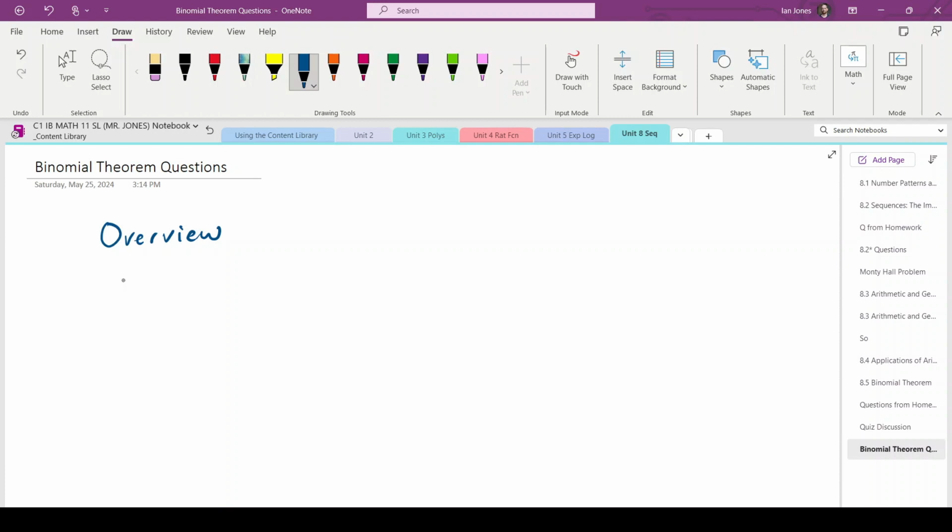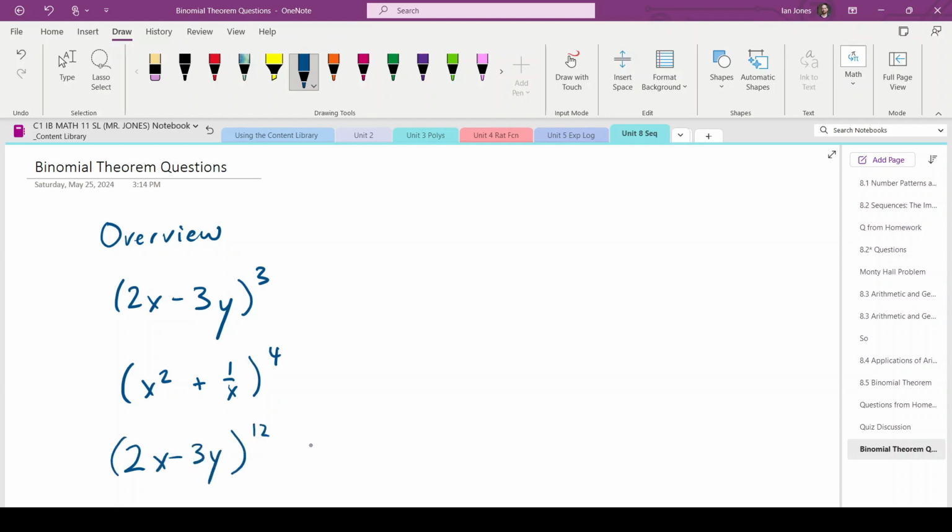First, I'm going to do the example where I expand this binomial using the binomial theorem. Then I'm going to get one that's a little bit more complex. I'm going to expand x squared plus 1 over x to the exponent of 4 using the binomial theorem. Then I'm going to do one where I'm going to look for the 8th term of 2x minus 3y to the 12th, just focusing in on the 8th term.